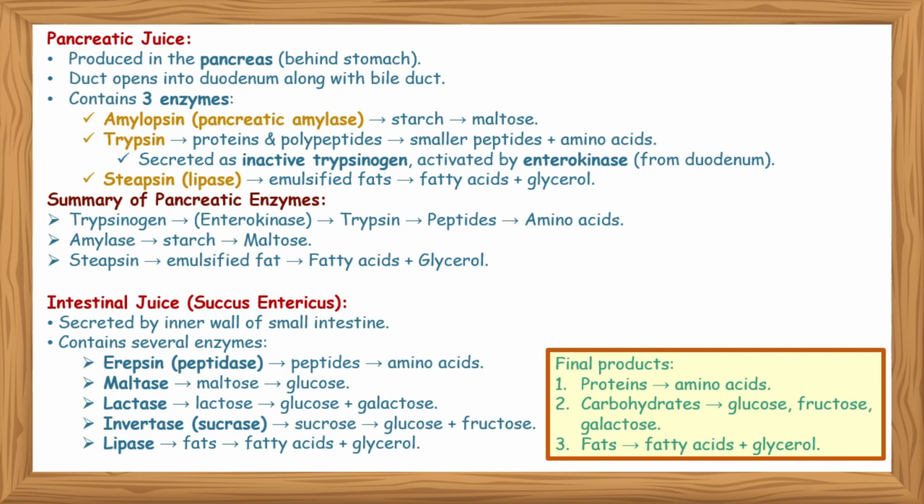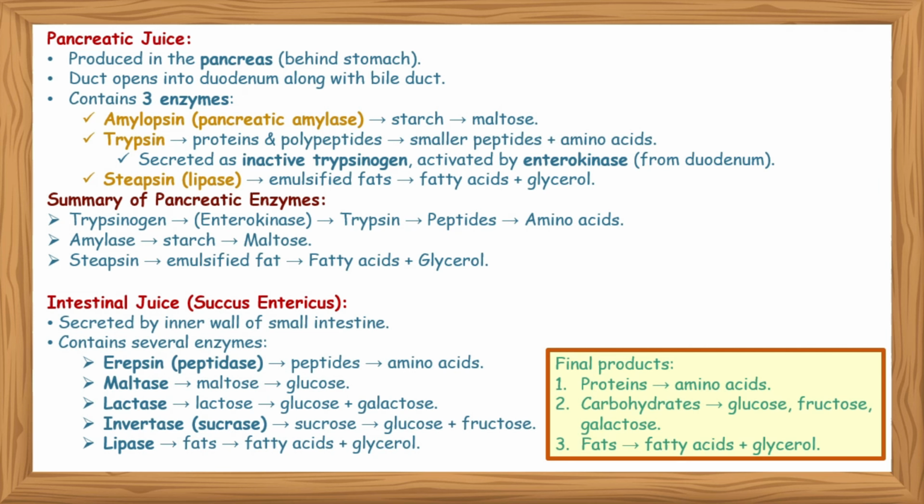Steapsin or lipase emulsifies fat and converts fat into fatty acids and glycerol. Summary of pancreatic enzymes: trypsinogen is activated by enterokinase to form trypsin, then peptides and ultimately amino acids. Amylase will convert starch into maltose. Steapsin will convert emulsified fat into fatty acid and glycerol.